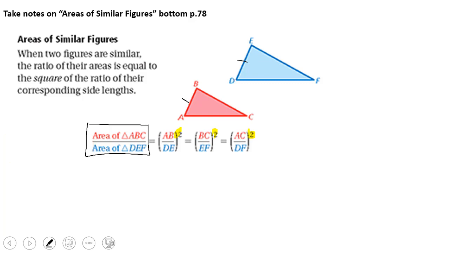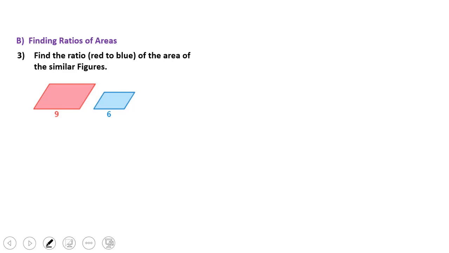Now, why do we square? Well, when we think about the dimension of area, it is two-directional. We either have length and width or we have base and height. Since we have two directions, we have to square the units. And so when we're talking area, we are squaring our corresponding side lengths. So once again, as we do these examples, you might want to watch and listen, then pause and write it down so that you get a better understanding.